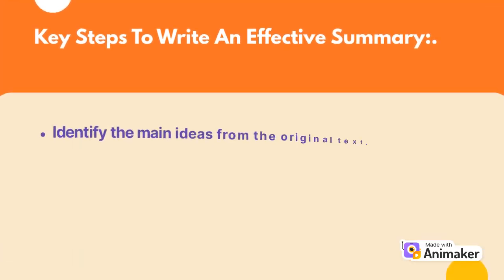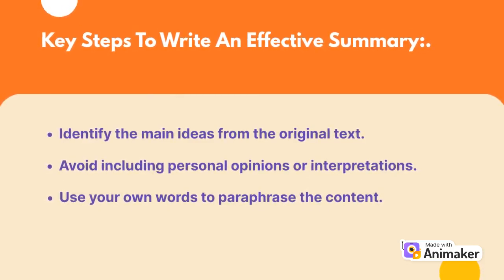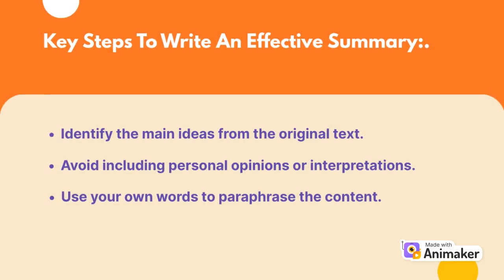Key steps to write an effective summary. Identify the main ideas from the original text. Avoid including personal opinions or interpretations. Use your own words to paraphrase the content.